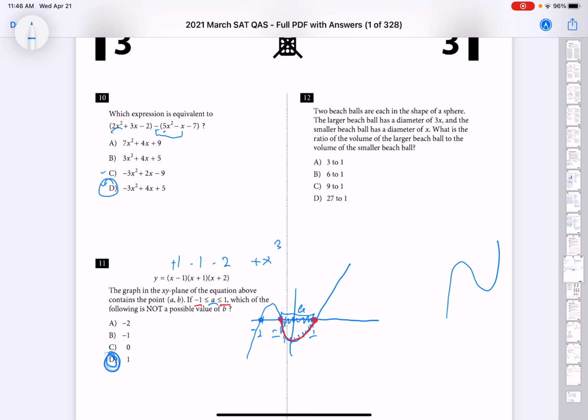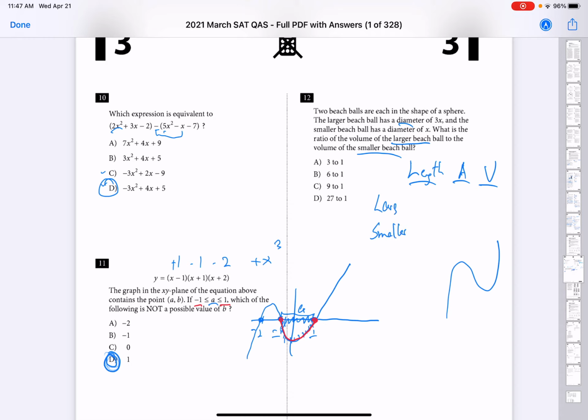Number 12, two beach balls are each in the shape of a sphere. The larger beach ball has a diameter of 3x and the smaller beach ball has a diameter of x. What is the ratio of the volume of the larger one compared to the volume of the smaller one? So to do this, they give you a length value, and then there's area values, and then there's volume values, okay? So what you do here is this. If they give you a beach ball diameter, that's a length value. So what we'll do here is that we'll say we have the larger, and then we have the smaller.